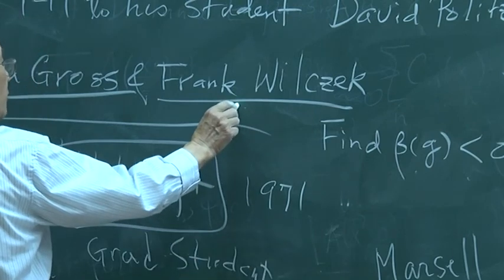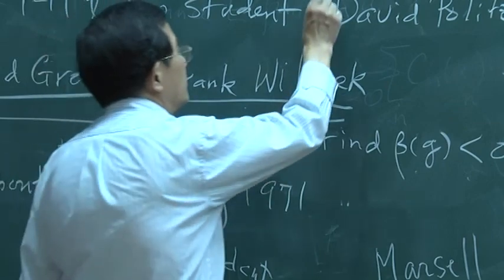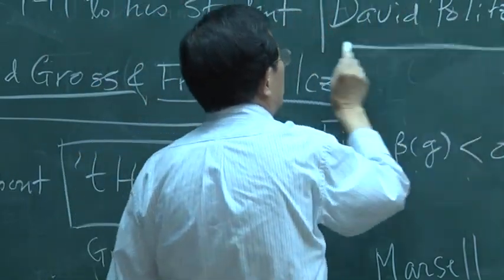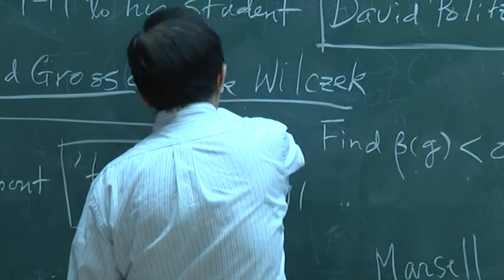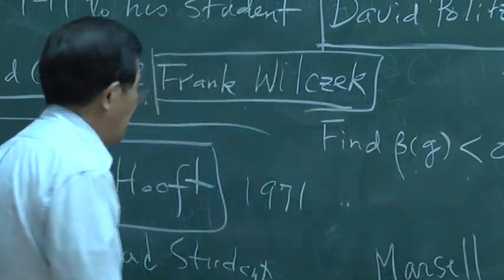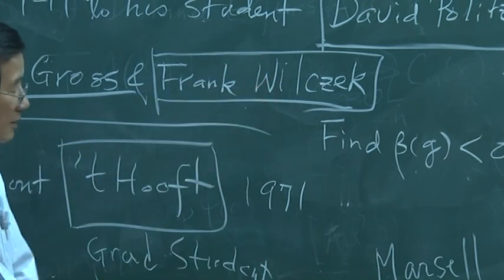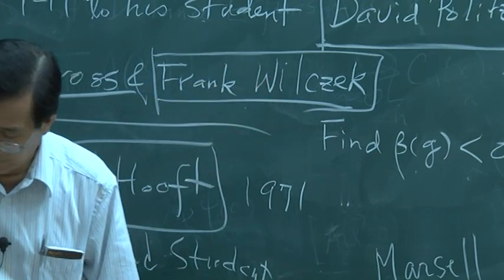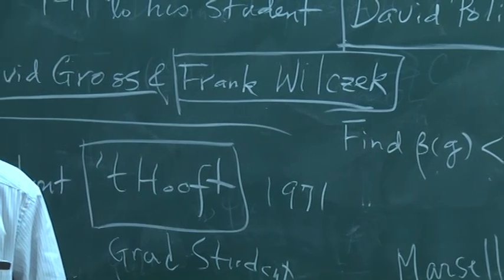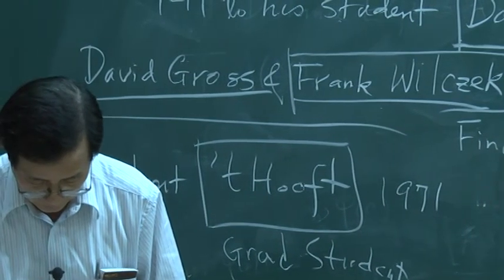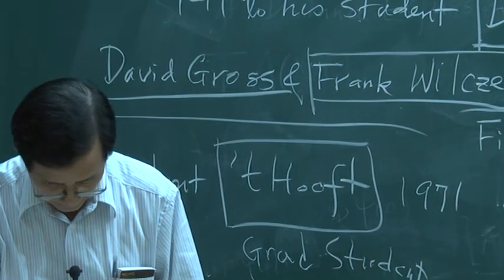So was Frank Richard. He was a graduate student. And as I mentioned to you, David Politzer was a common student. So you see that all these three people are graduate students. So graduate students have a huge potential to become very successful, so don't get discouraged. Okay?